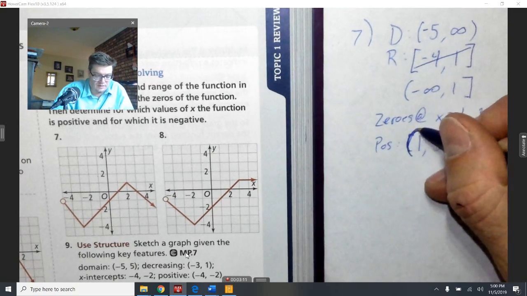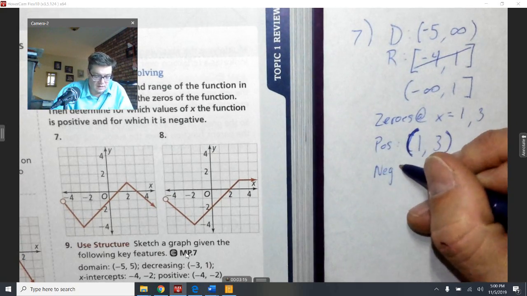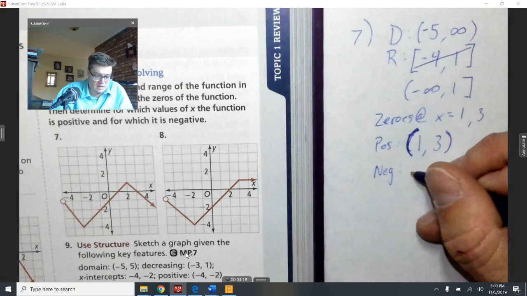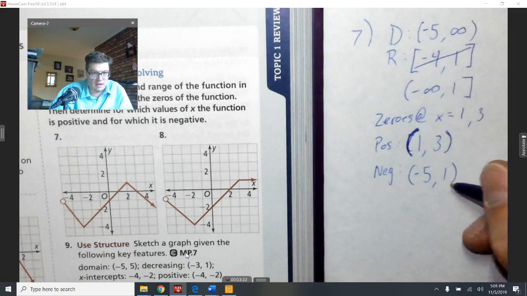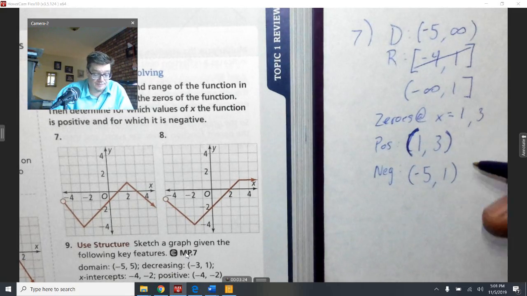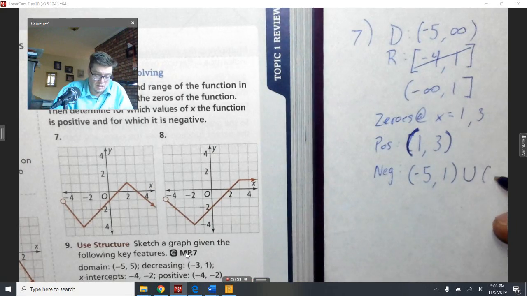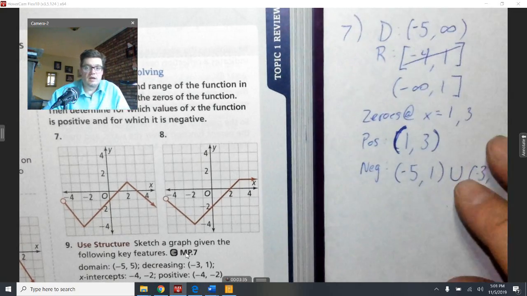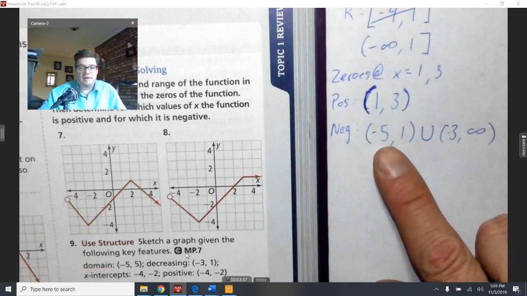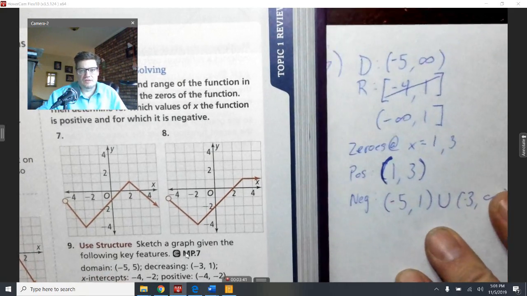So that's parentheses. And then it's negative from -5 all the way to 1. Then it stops, so we have a jump, and then it's negative from 3 all the way to positive infinity. That tells us where all of the negative values are. That's the story for number 7.